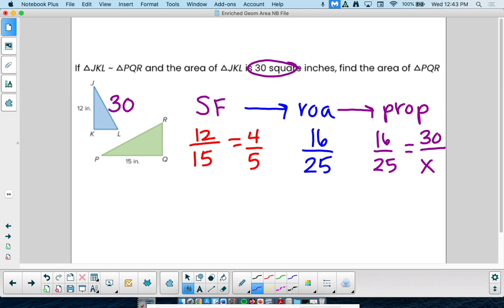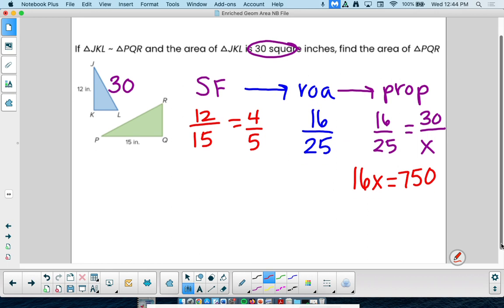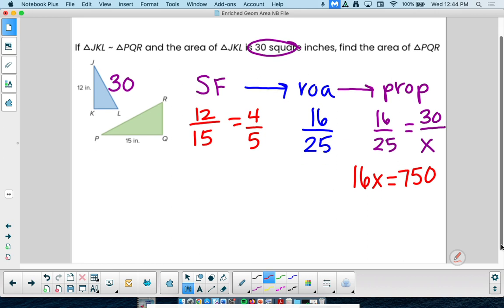Cross multiply. 16x equals 750. You're getting like 46.9 inches squared. What you guys got? Yeah. Okay.